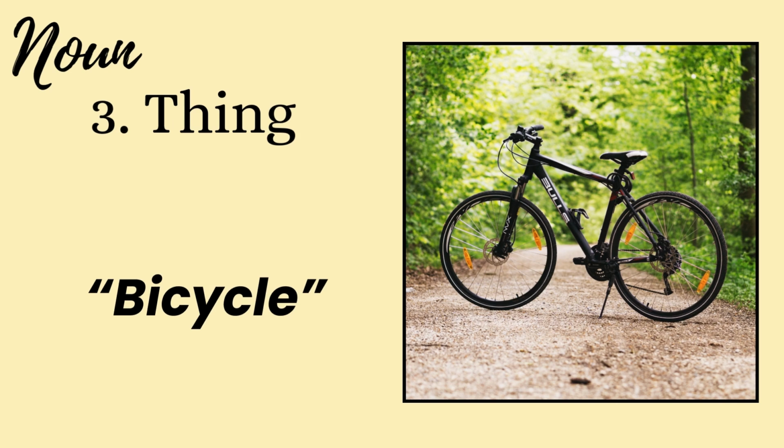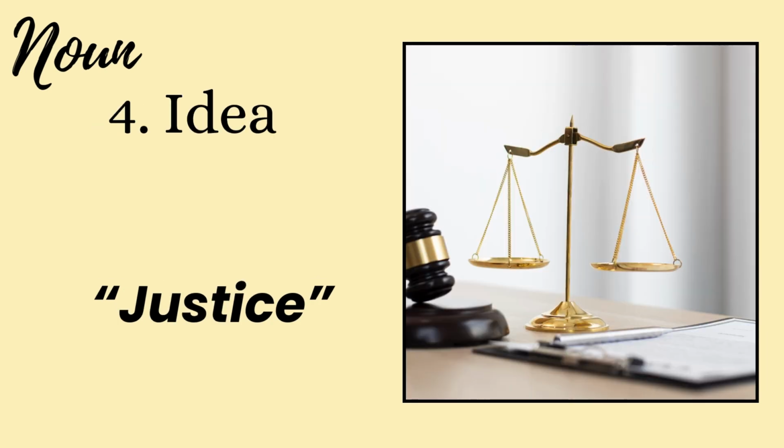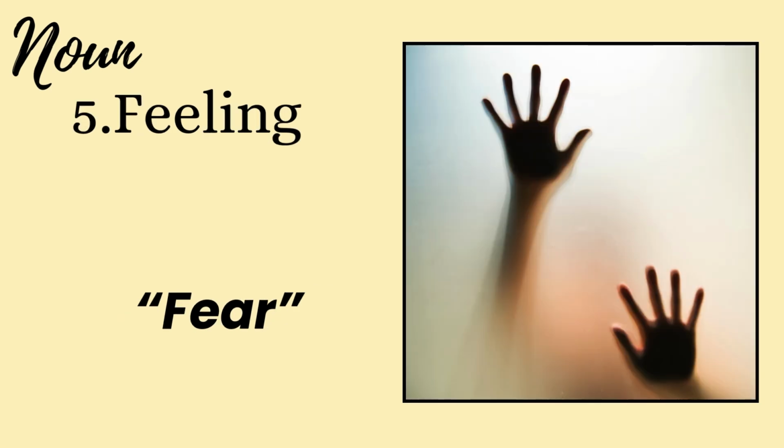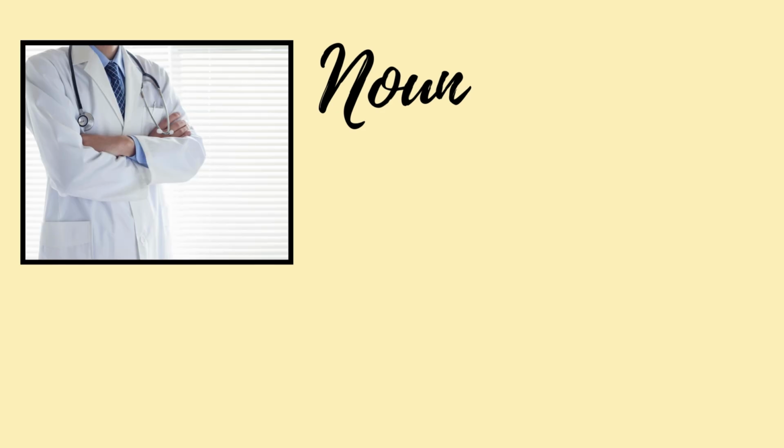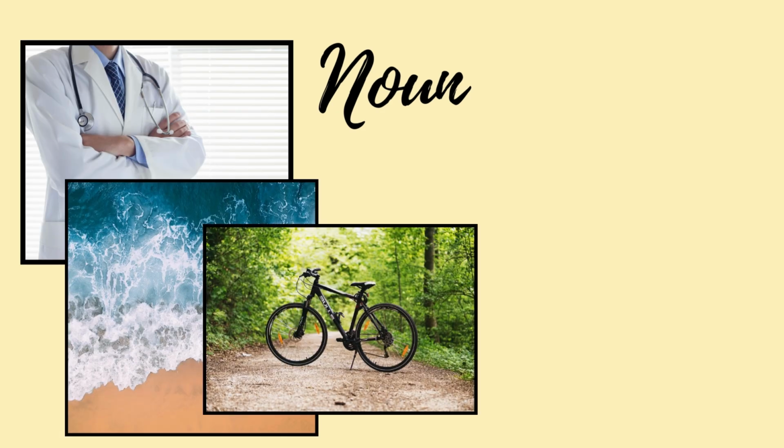To cycle is a noun because it names an object, a physical thing that you can see in use. Justice is a noun because it names an abstract idea, which is the concept of fairness and moral rightness. Fear is a noun because it names a specific feeling or emotional state. Remember, nouns are everywhere. They can be people, places, things, or ideas.